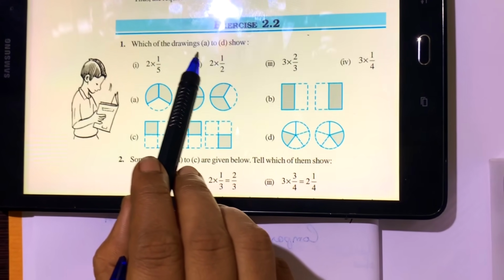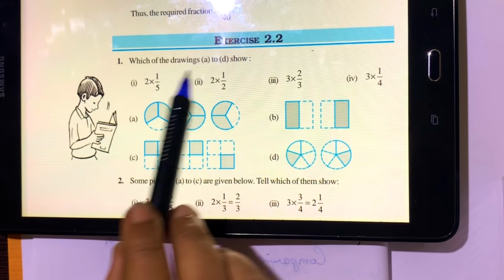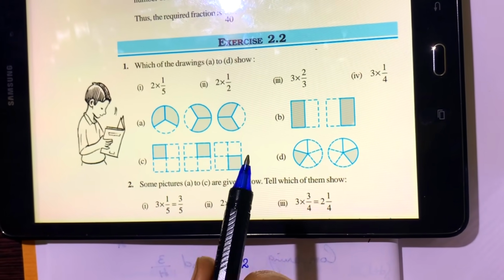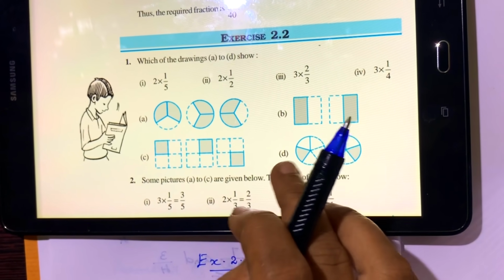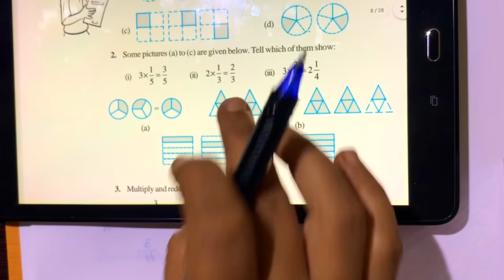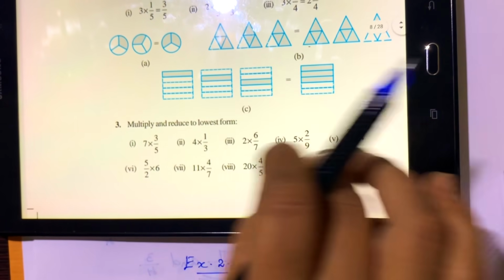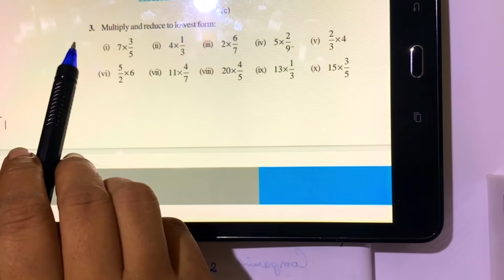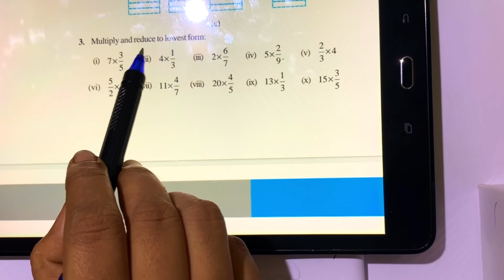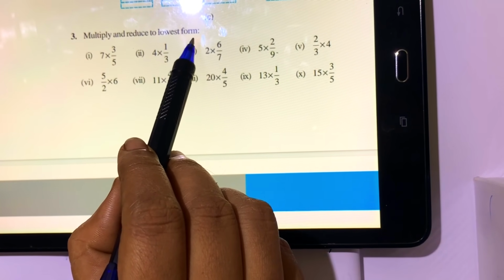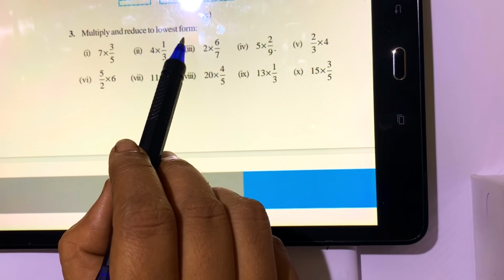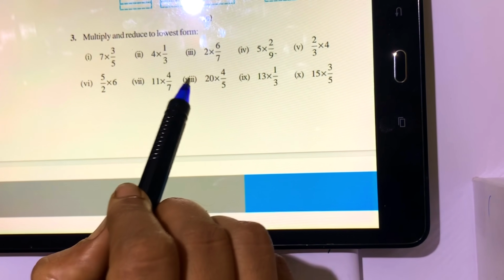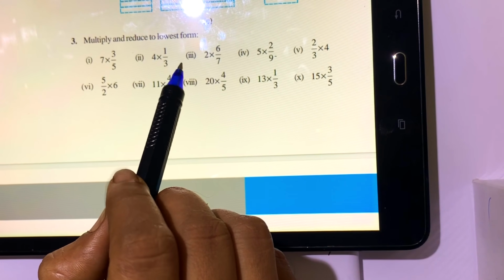Now we go for exercise 2.2. Which of the following drawings A to D show? This and all you can do. You read nicely and do it in the textbook itself. This also, the second one also. After doing all the other sums, you can easily do the sums. Now I will go for the third one. Multiply and reduce to lowest form. Reducing to lowest form means you have to find out the common factor, and divide numerator as well as denominator by the common factor.